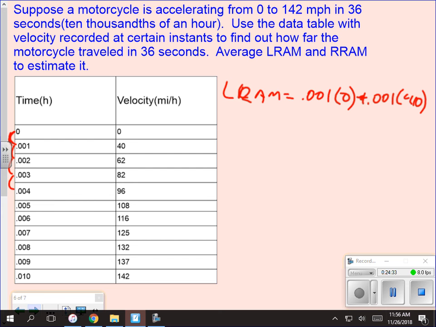Okay, do you guys get the idea what's going on? And when you're doing the RRAM, what's the height of my first rectangle with RRAM? 40. And the next one would be 62. So here's what I want you to do using this table of values. Average the RRAM and LRAM to estimate the total distance traveled. Time times velocity gives you distance, right? Distance equals rate times time. I'm going to use a lot of that in here.